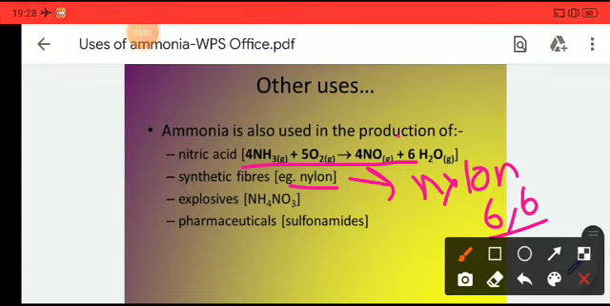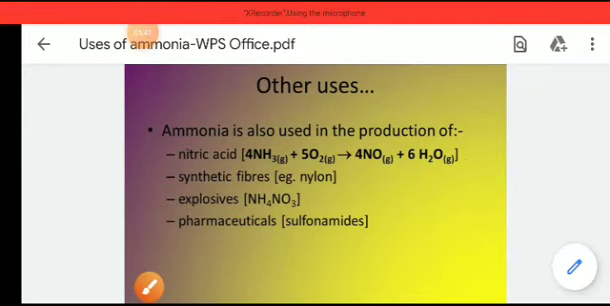In the case of pharmaceuticals like sulfonamides, any drug that consists of nitrogen is prepared with the help of ammonia itself. And in the case of explosives, ammonia is highly used. Please remember, the bond energy of nitrogen is very high. That is why most explosives are made out of nitrogen derivatives, and to produce them we use ammonia. For example, ammonium nitrate.